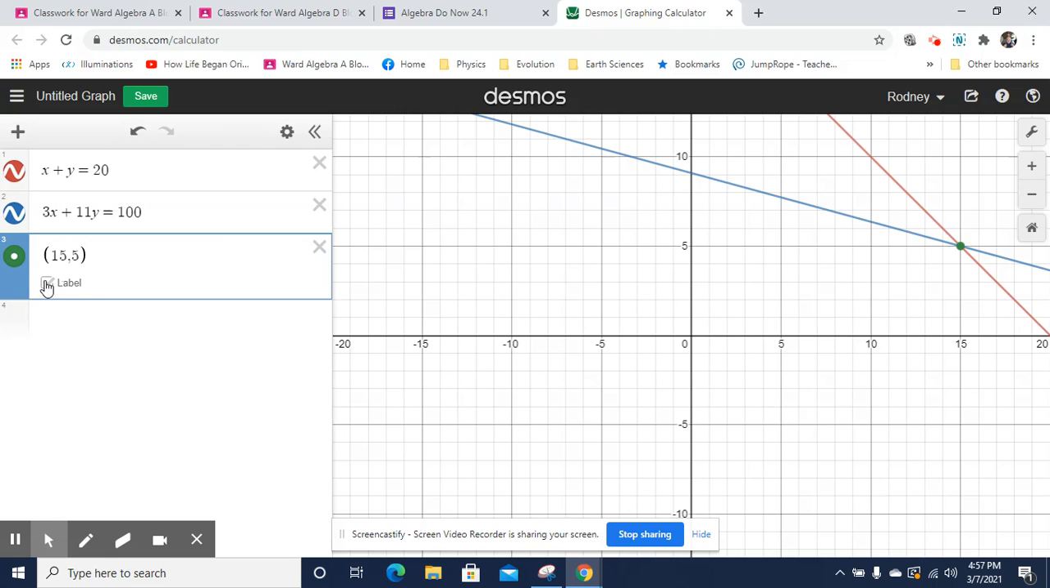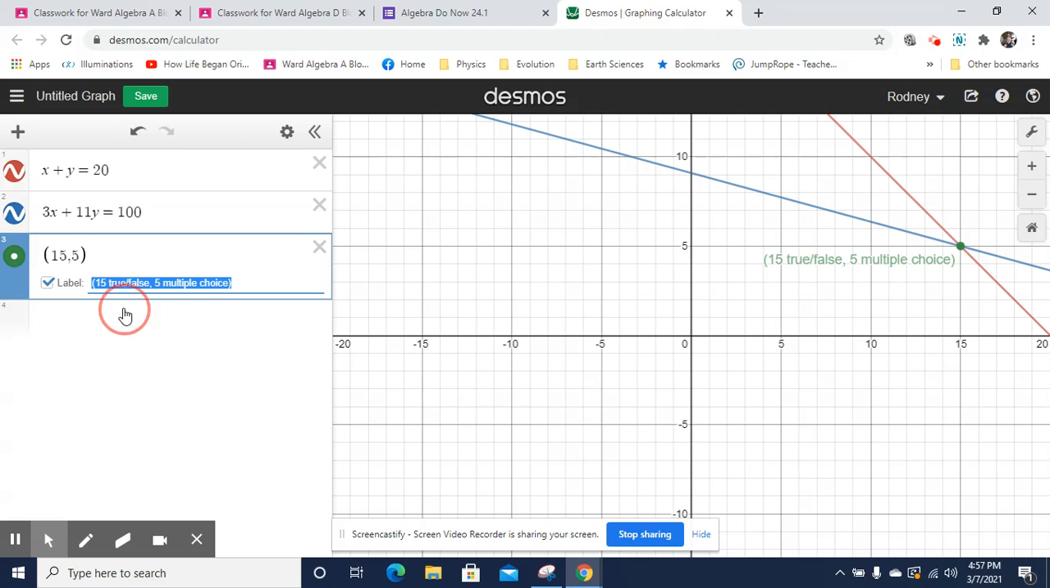I'm going to go ahead and label that. I click that little label box, and I'm going to say 15 true-false and 5 multiple choice. And that is what that represents. There are 15 true-false questions and 5 multiple-choice questions.